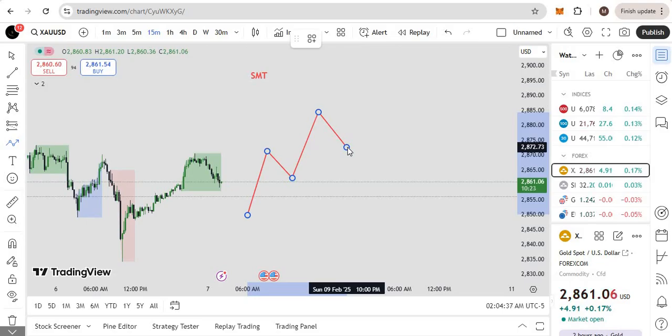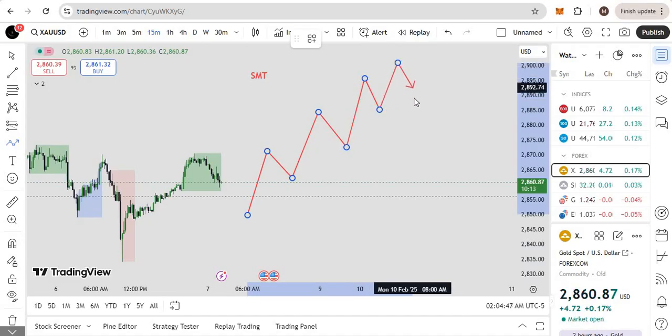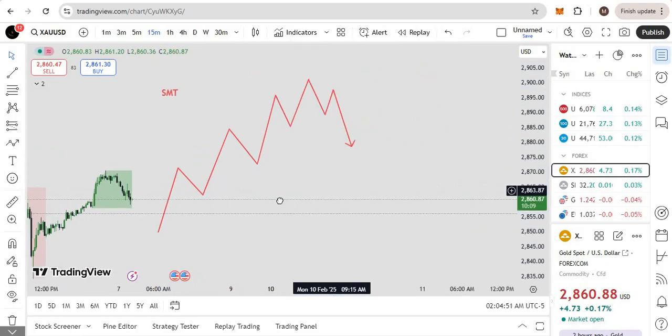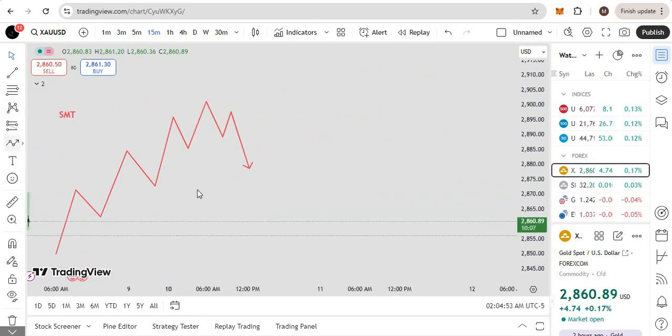What does it mean by that? So for example, this red chart is the ES chart or any correlated pair. Same chart.